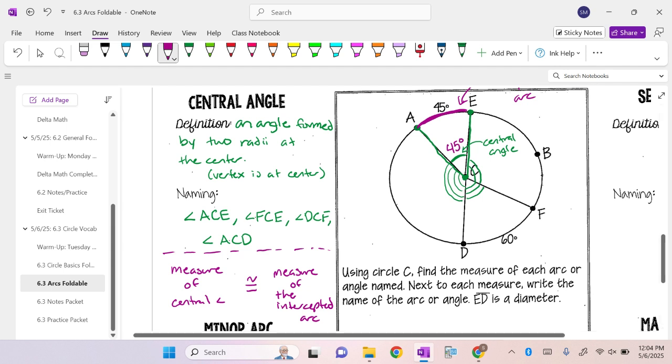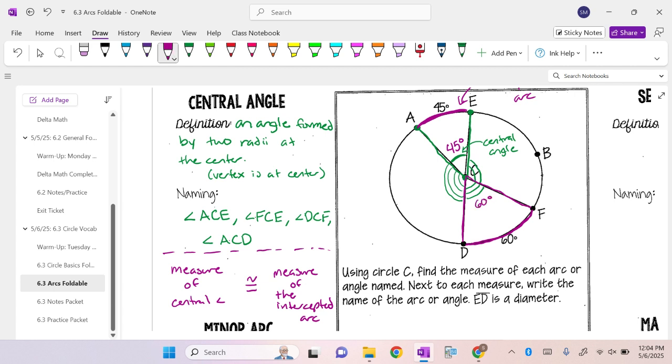All right. What if we look at this central angle? All right. Its intercepted arc is from D to F. Now, this arc has a measure of 60 degrees. So what do you think this angle measure is? 60 degrees. They're congruent. So that's why central angles are very, very nice, because when you're asked about the measure of its corresponding arc or its intercepted arc, it is the exact same measure. All right. Any questions on central angle?